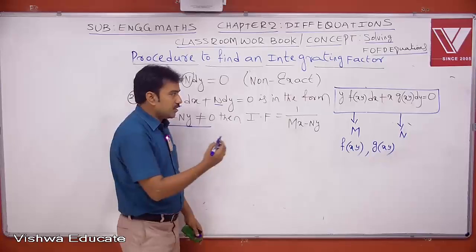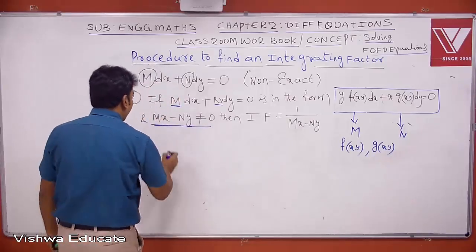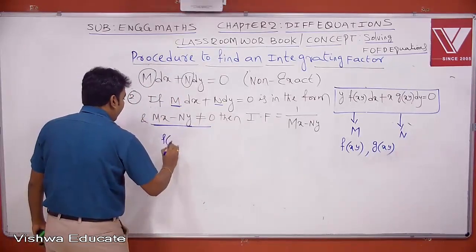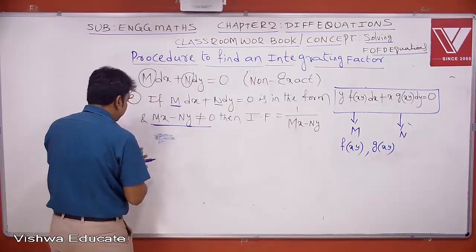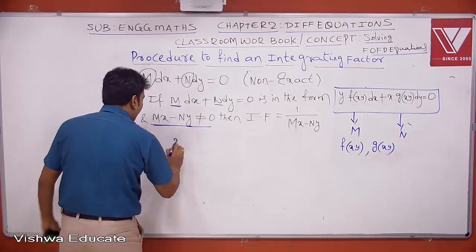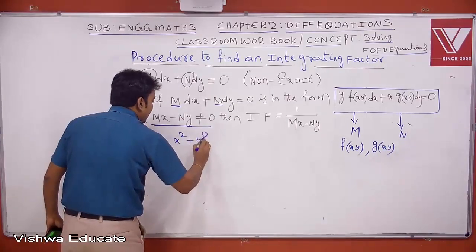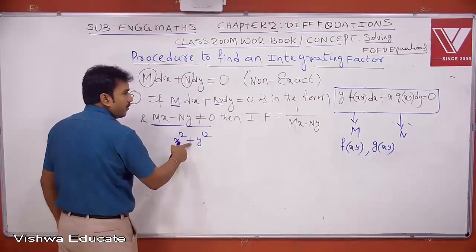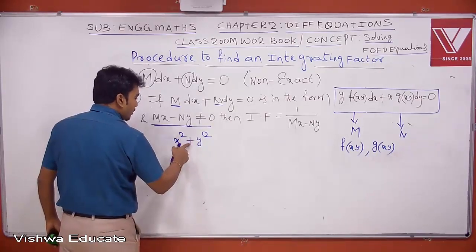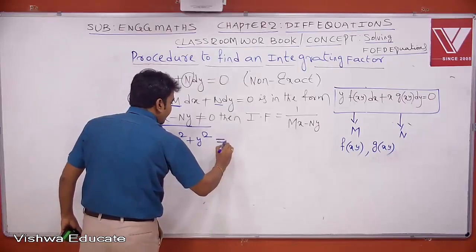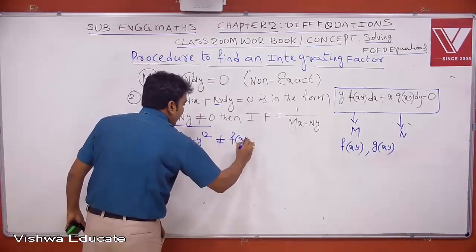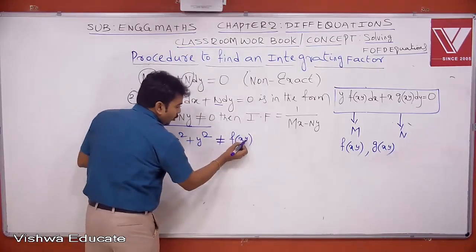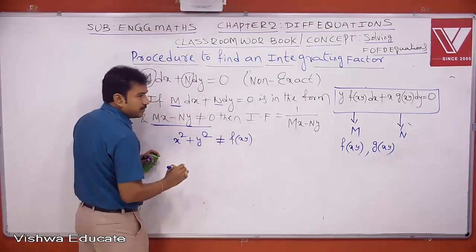Now let me give clarification about function of single variable xy. Suppose I have a function f of, for example, x square plus y square. Now here between functions of x and functions of y there is a plus symbol. So because of this plus symbol I cannot write it as a function in the single variable xy, because between two variables x and y there is a dot symbol.